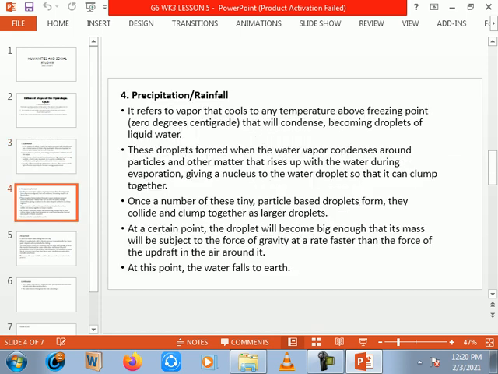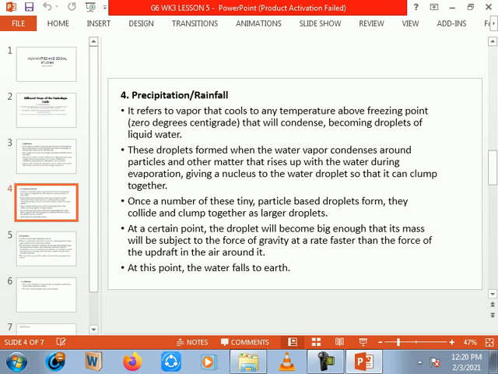Still on the steps of the hydrological cycle, let us look at step number 4, which is precipitation. In other words, we can call precipitation rainfall. It refers to vapor that cools to any temperature above freezing point, which is 0 degrees centigrade, that will condense, becoming droplets of liquid water.